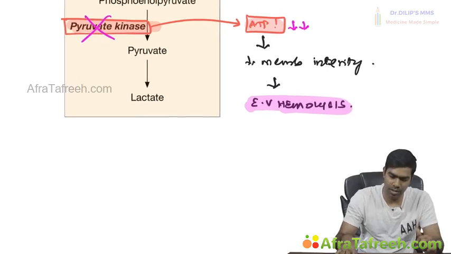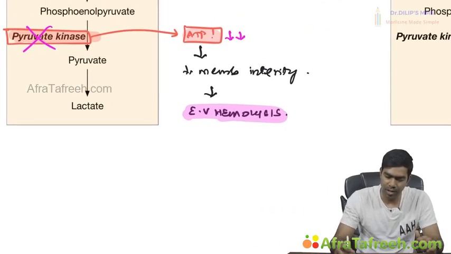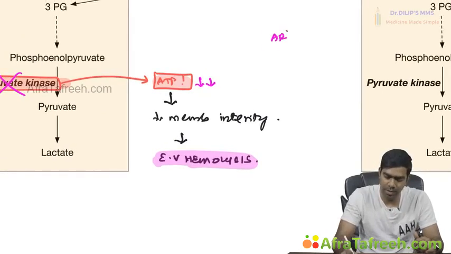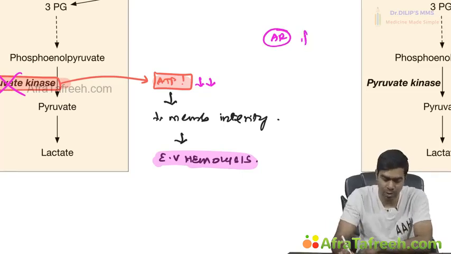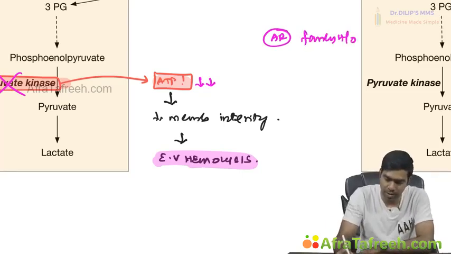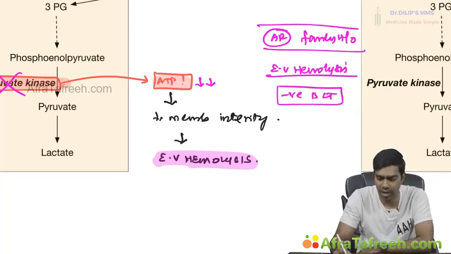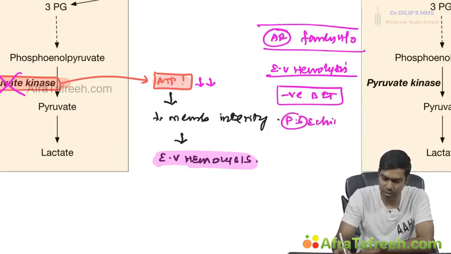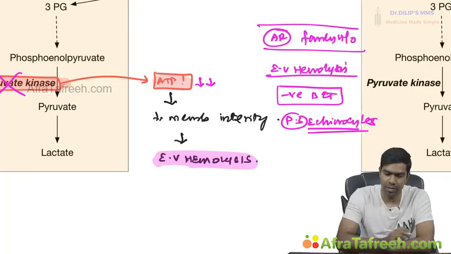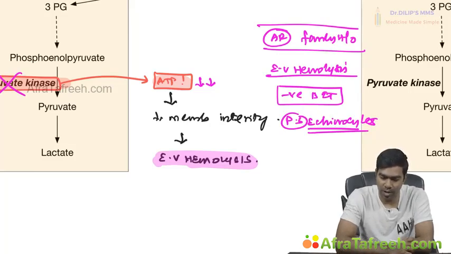Very important. So what are the features? These patients are typically autosomal recessive in inheritance, which means surely you will see a family history. Number one, family history will be there, features of extravascular hemolysis will be there, and DCT will be negative, that is to rule out autoimmune hemolytic anemia. So negative direct Coombs test. At the same time, the peripheral smear will show a lot of echinocytes. Clear? So that is what is going to happen.